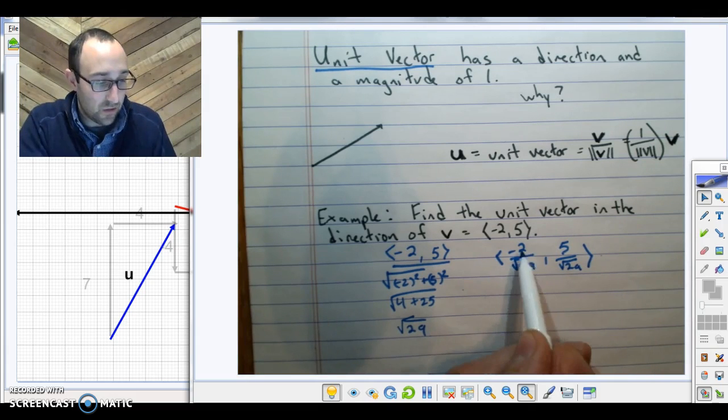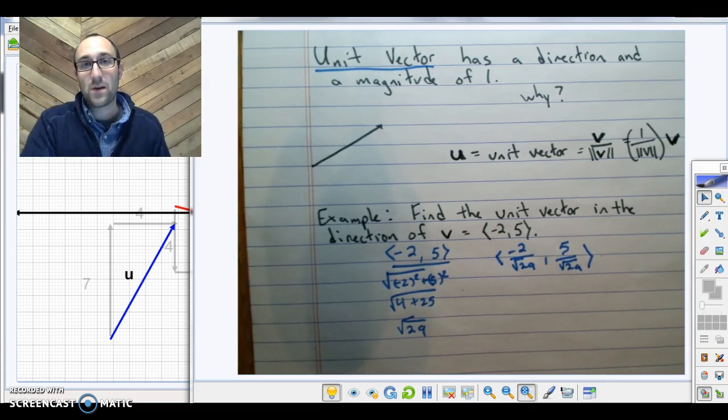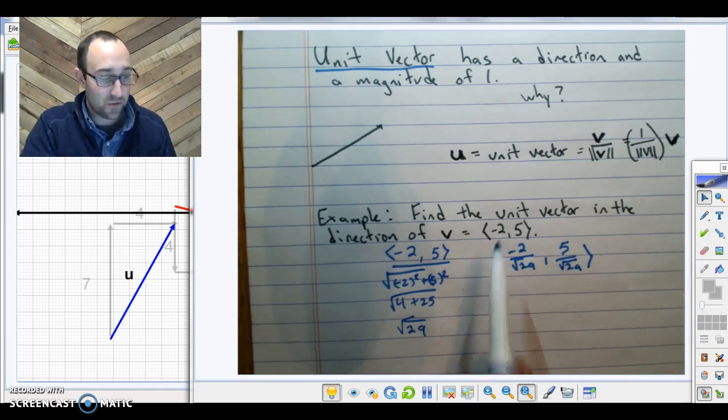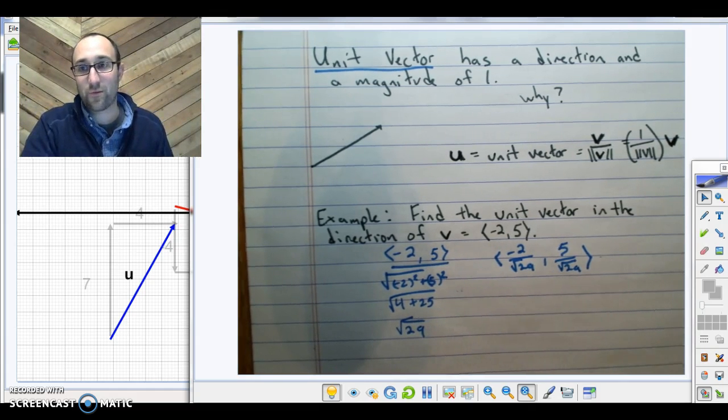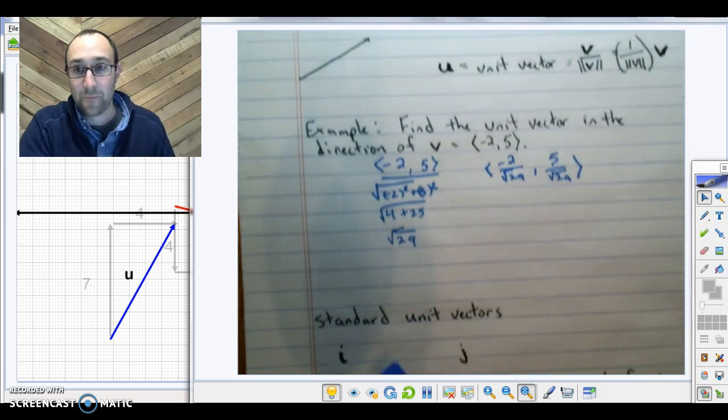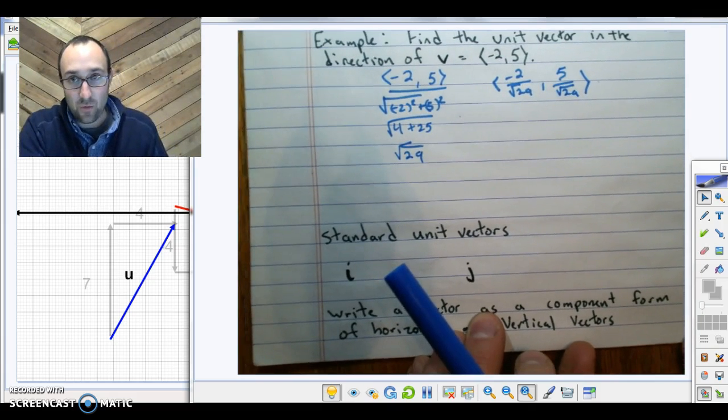So the numbers on top are the same, it's just each one divided by the magnitude. Not too bad, actually, because it's already in the form. It's not like you have to do the distance formula or anything like that, because you already know what the distance is. All right, so again, why do we really need to know this?